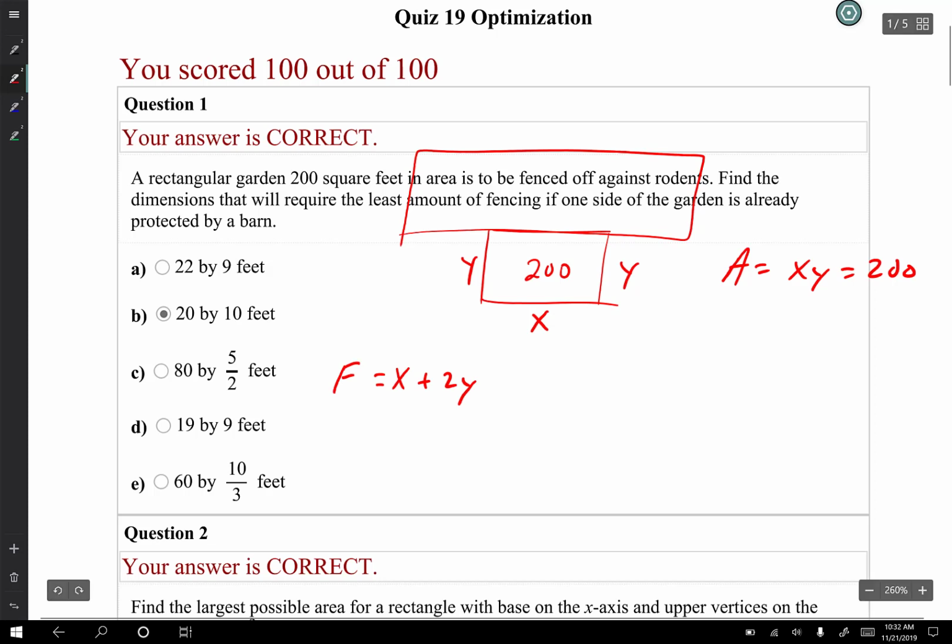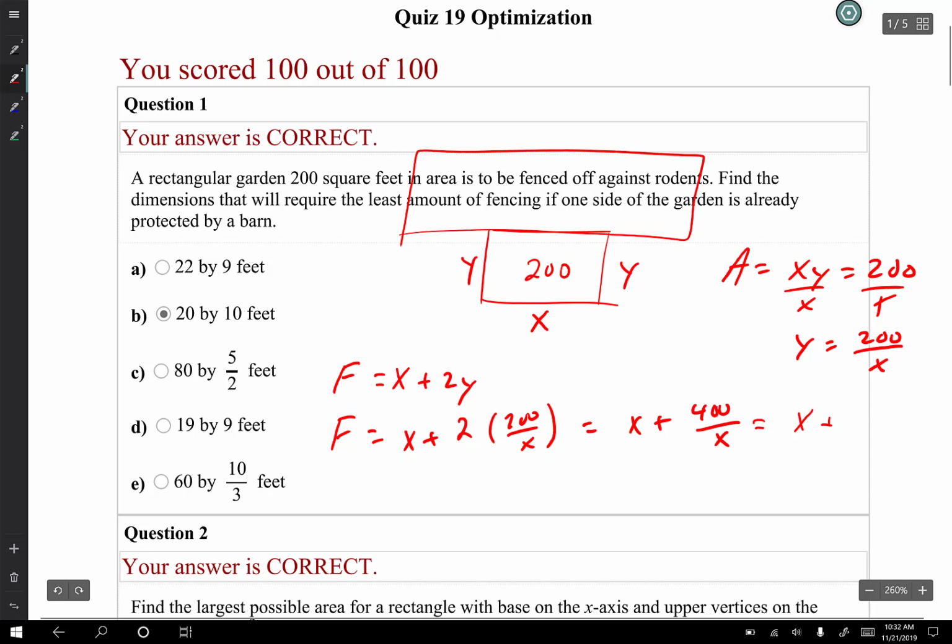I'm going to replace the y, divide by x, y equals 200 over x. So I'm going to replace that y with that. So fencing equals x plus 2 times 200 over x. So you get x plus 400 over x. Now I'm going to take a derivative of that. If you want to rewrite it, guys, you can rewrite it as x plus 400 x to the negative 1. So here we go. Derivative f prime of x is equal to 1 minus 400 over x squared.